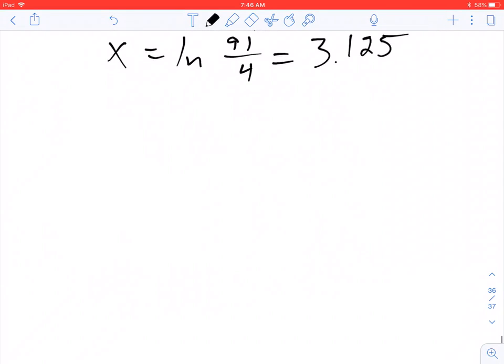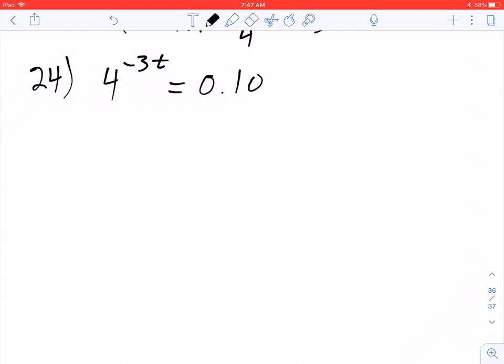Okay, the next one, 24, is 4 to the negative 3t equals 0.10.